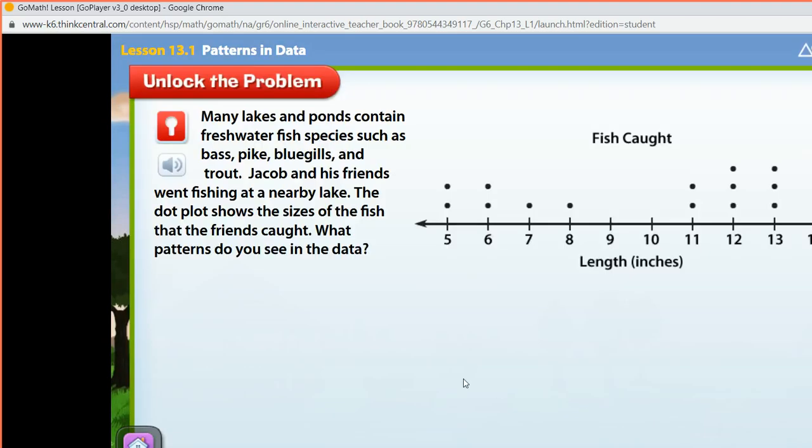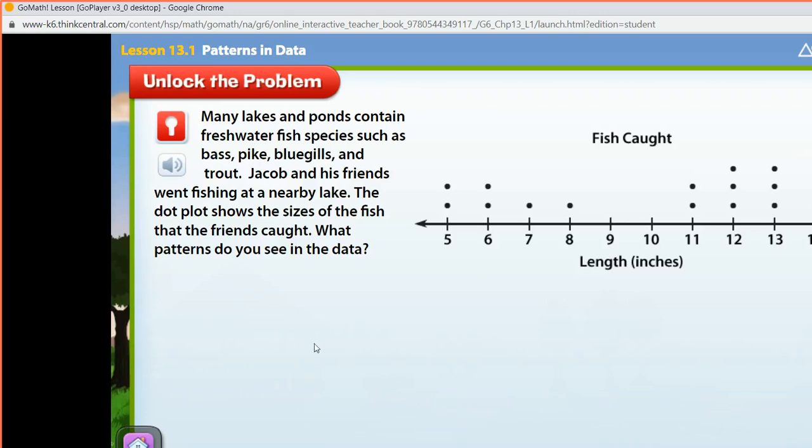Let's look for patterns in data from a dot plot. Many lakes and ponds contain freshwater fish species such as bass, pike, bluegills, and trout. Jacob and his friends went fishing in a nearby lake. The dot plot shows the sizes of the fish that the friends caught. What patterns do you see in the data? This dot plot represents the length of fish. At 5 inches, for example, we have 2. At 6 inches, we have 2, and so on.